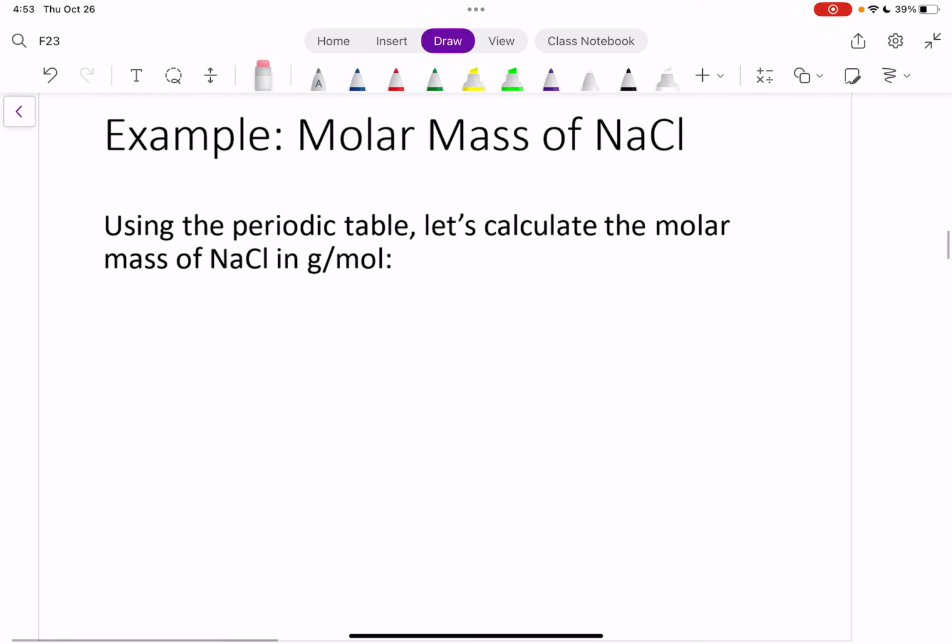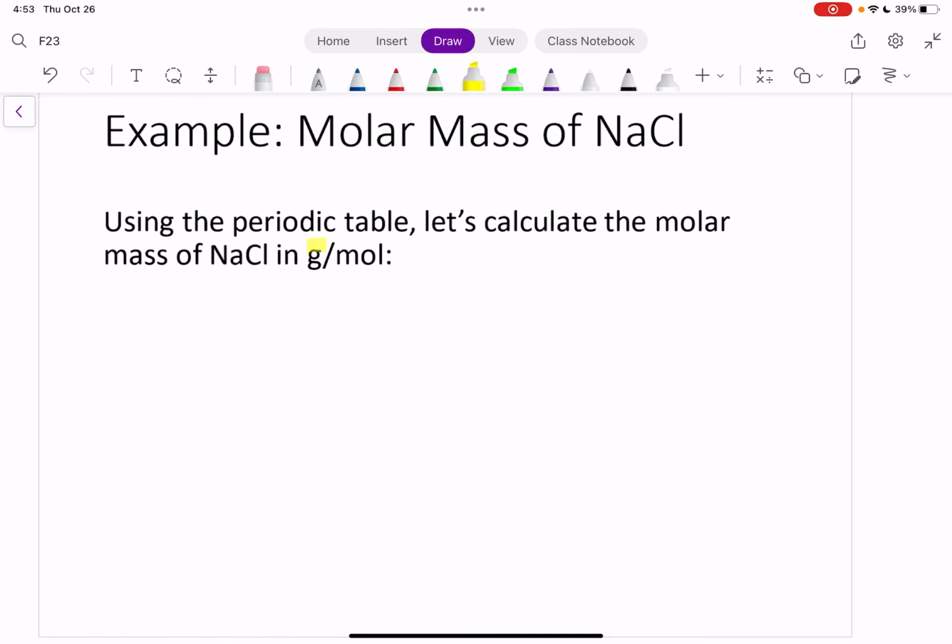Okay, for now, let's try calculating the molar mass of NaCl. And I want to stress that this is exactly the same as how you calculate the formula mass or the molecular mass. It's the same idea. We're just now expressing it in these specific units for molar mass, which are grams per mole. All right, so using the periodic table, let's calculate the molar mass of NaCl.